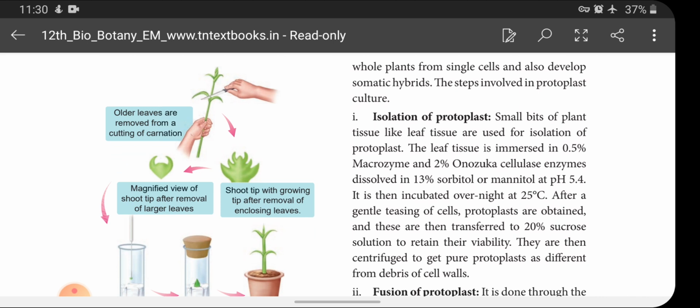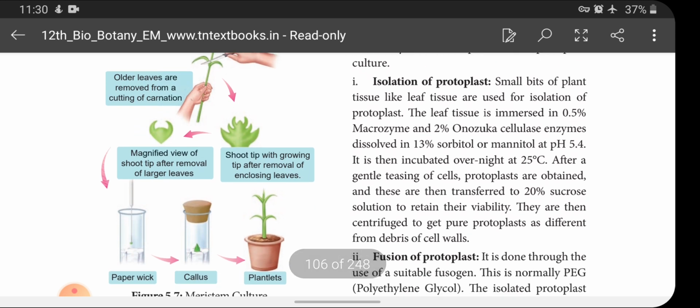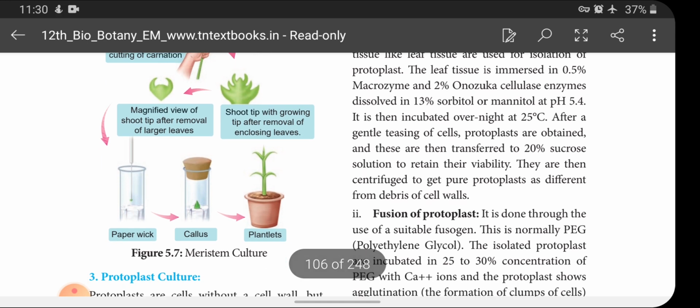After a gentle teasing of cells, protoplasts are obtained and these are then transferred to 20% sucrose solution to retain their viability. They are then centrifuged to get pure protoplast as different from debris of cell walls.